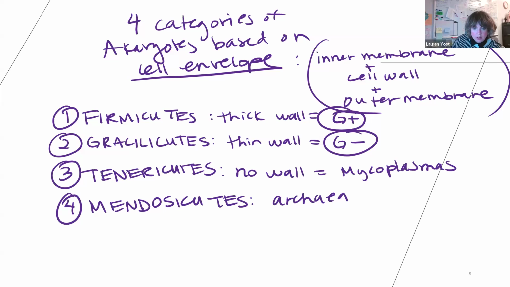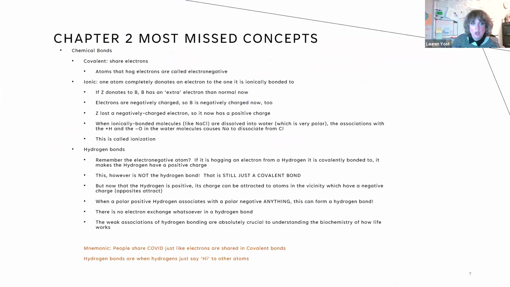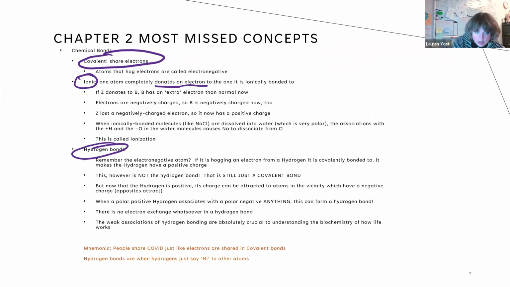So now moving on, we're going to talk about the most missed topics from these chapters. Our first one is from chapter 2. I think we've got one from chapter 2 and the rest are from chapter 4. This is just reminding us about our different types of bonds. We've got our covalent bonds where we are sharing electrons. We've got ionic bonds where we are donating or transferring electrons. And then we have our hydrogen bonds, which are just attractive forces between a polar hydrogen and an electronegative or negatively charged atom. Opposites are attracting.